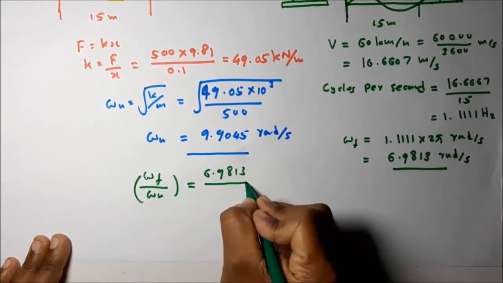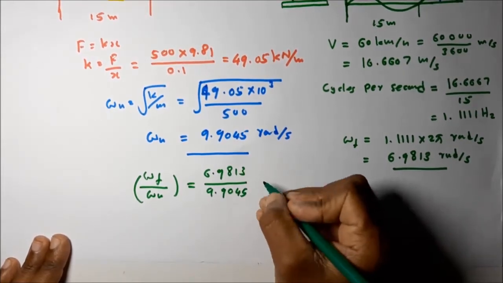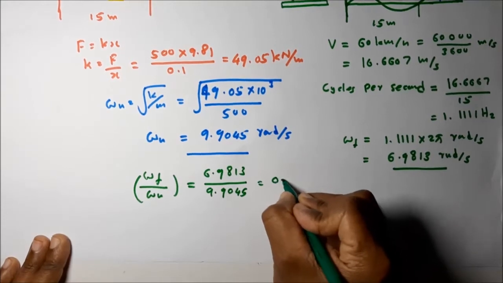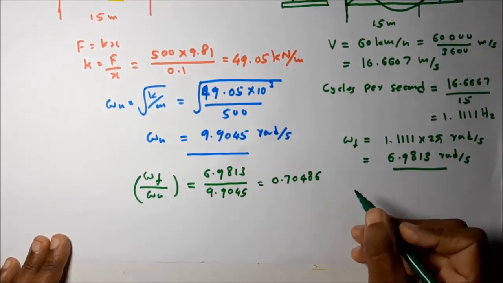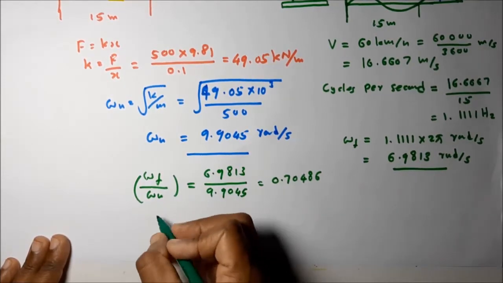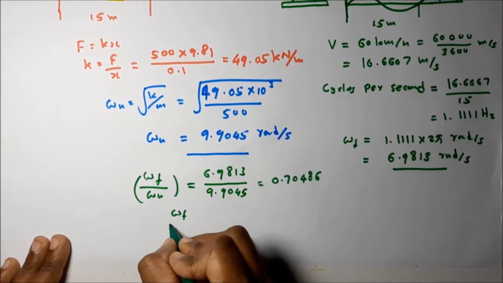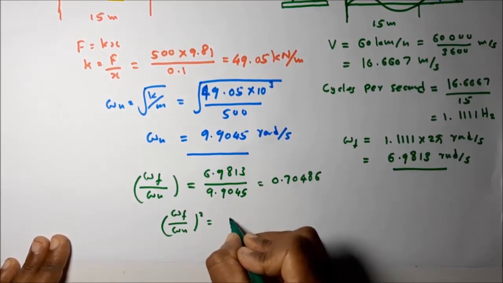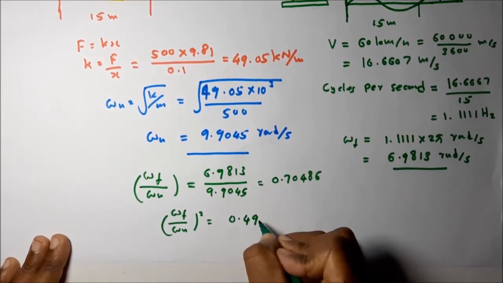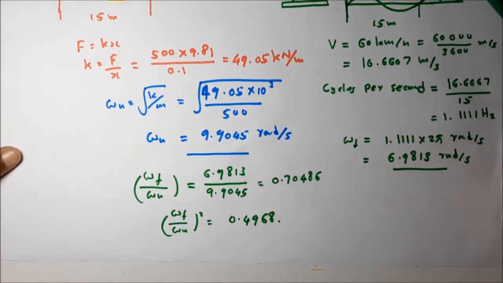6.9813 divided by 9.9045 is equal to 0.70486. And this ratio is also very important. That means the square of this ratio, (omega f divided by omega n) squared, is equal to 0.4968. Okay, from this given data we can find these things.